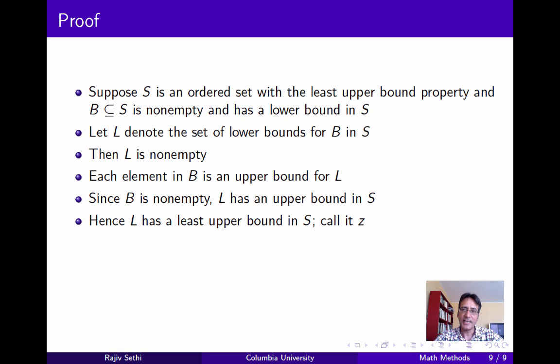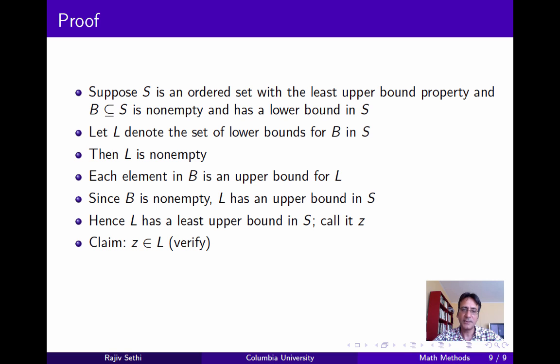And we know that since S satisfies the least upper bound property, L must have a least upper bound in S, and we're going to call that Z. Now to complete the proof, we're going to show that Z is in fact the greatest lower bound for B. The first step is to show that it is a lower bound, so it's an element of L.